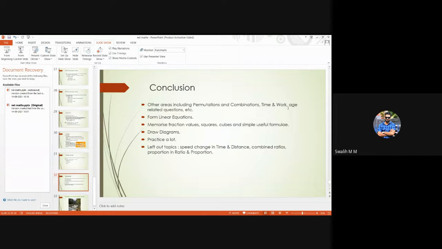And time and work also, I think in the current syllabus it is not asked. Age-related questions might be asked. You should learn how to form linear equations. If you know how to form linear equations, most of the questions become easy. I have also given some formulas that you can learn. Also memorize the fraction values in percentage, like what is 1/5, what is 1/6, then the squares of numbers and cubes of numbers. Also the series of prime numbers and series of perfect squares. You should learn all that to make it easier.